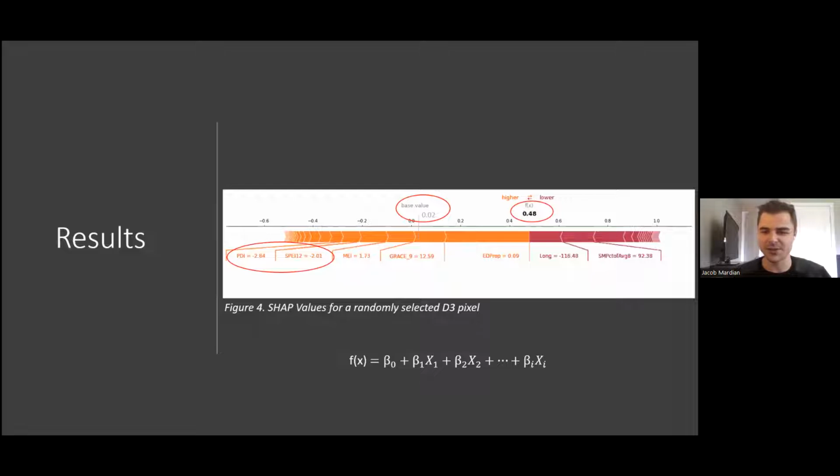I'd like to remind you this was just the output from one pixel. We have 84,000 pixels in the prairies over 12 years. So we have about 10 million of these. And as you can imagine, we can begin to analyze these values in all sorts of interesting ways to gain insight into drought.